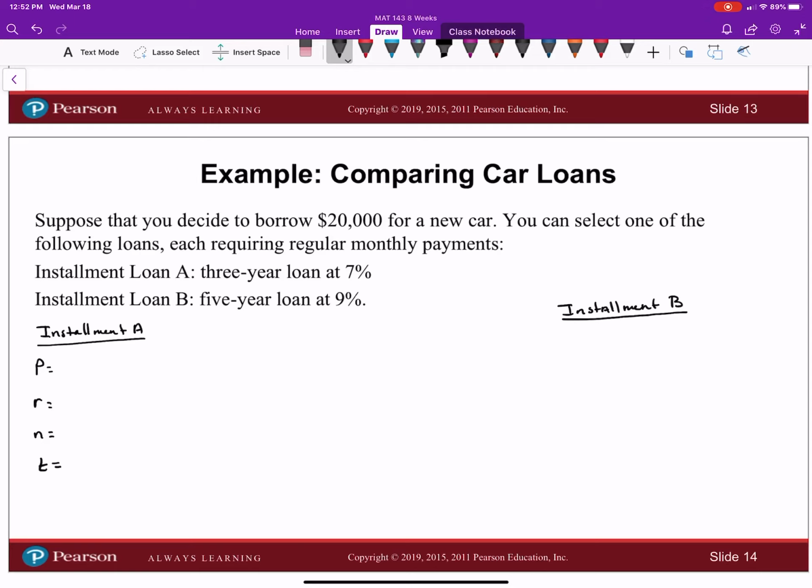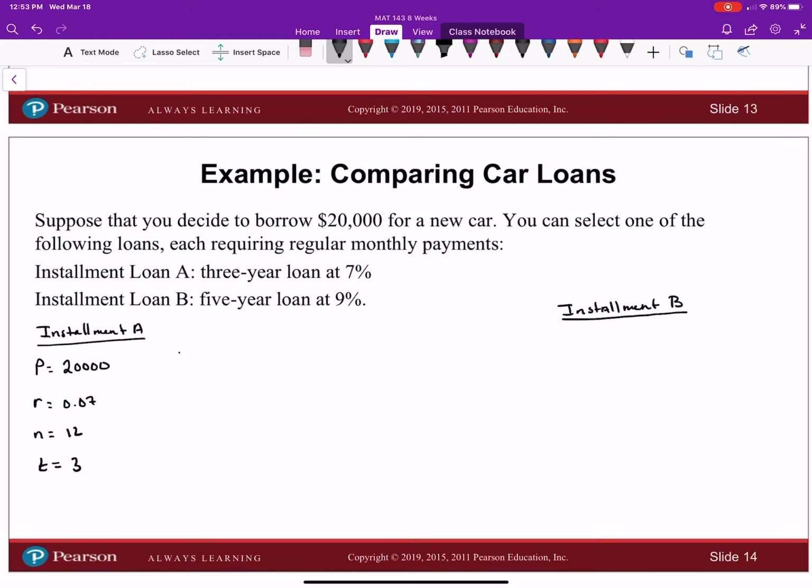So it says, suppose that you decide to borrow $20,000 for a new car. You can select one of the following loans, each requiring regular monthly payments. Installment A is a 3-year loan at 7%. Installment B is a 5-year loan at 9%. So let's look at installment A. Our P would be what? $20,000. Our R for installment A would be 0.07. Our N would be 12 because we're talking about monthly payments. And our T would be what? 3, because we say it's a 3-year loan.